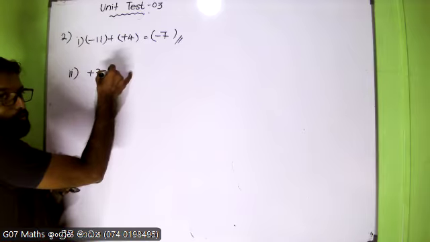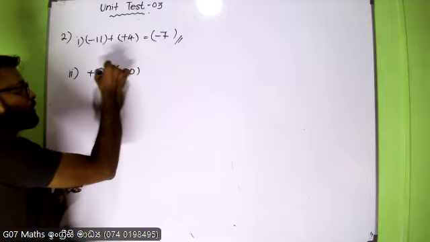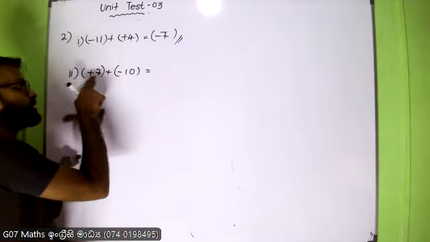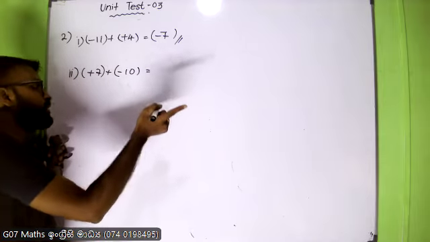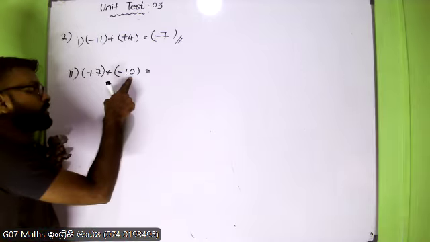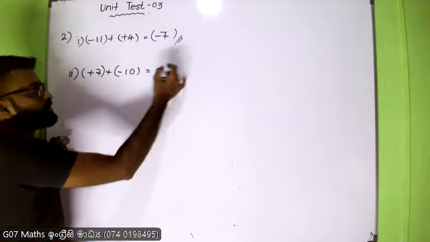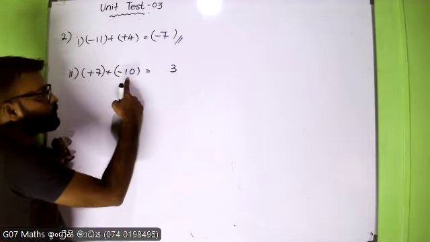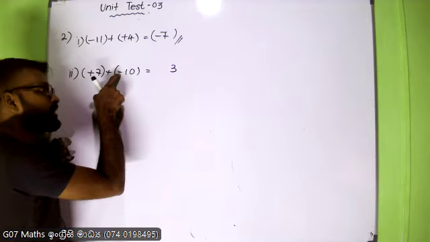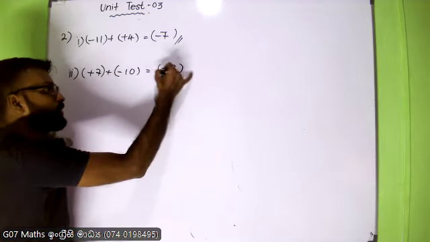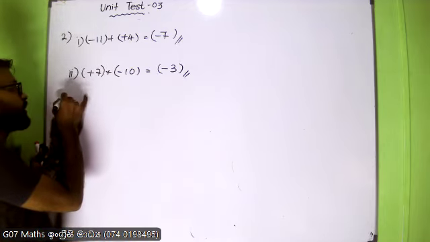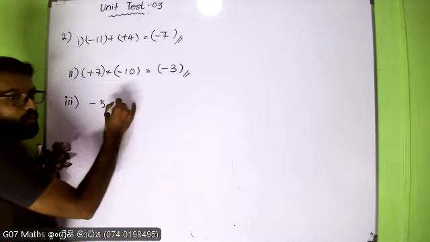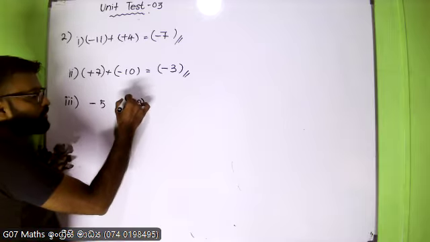Second one, positive 7 plus negative 10. Again, you have two different signs, positive and negative. Just forget them. Choose the biggest number, 10. Get the subtraction. 10 minus 7, 3. How do you decide the sign? What is the biggest number? 10 is the biggest number. What is the sign? Negative. So your answer should be negative 3. Okay. Third one. Now do this with me, negative 5, positive 10.